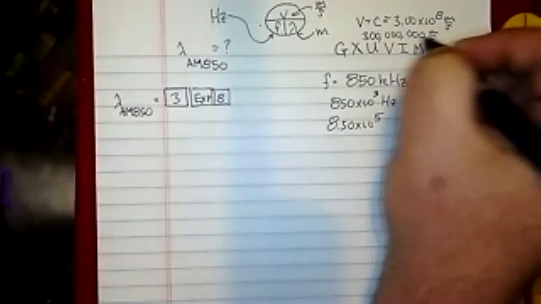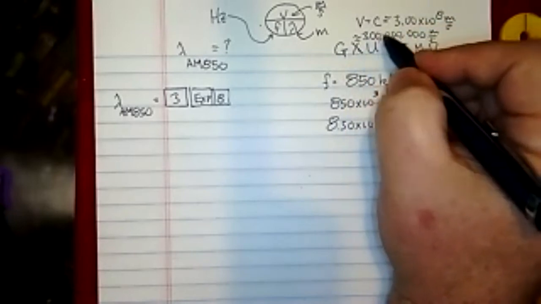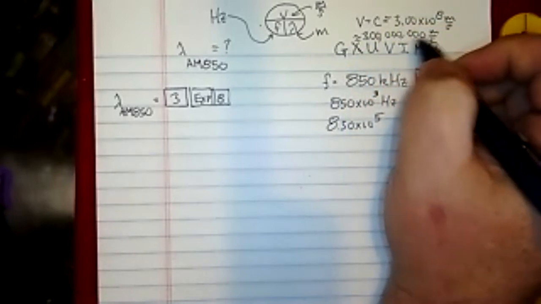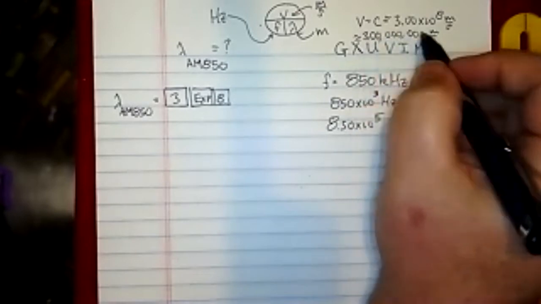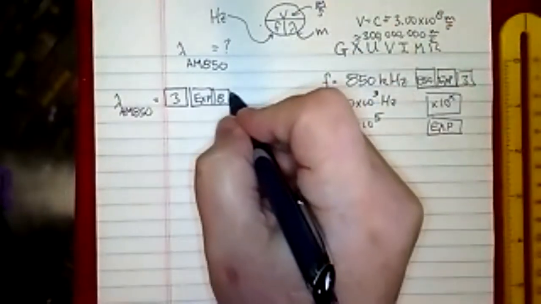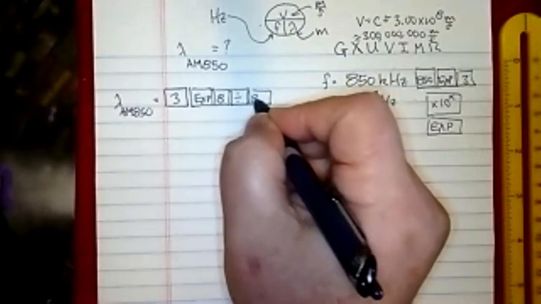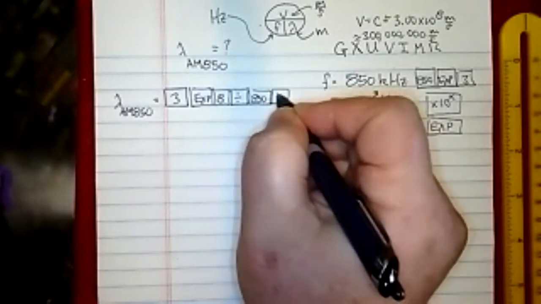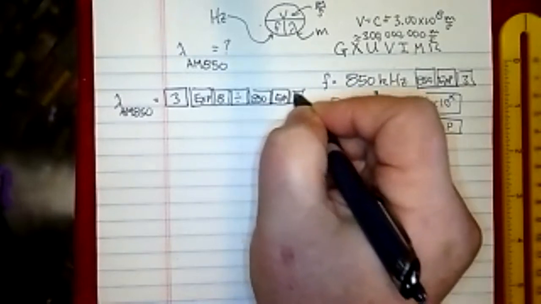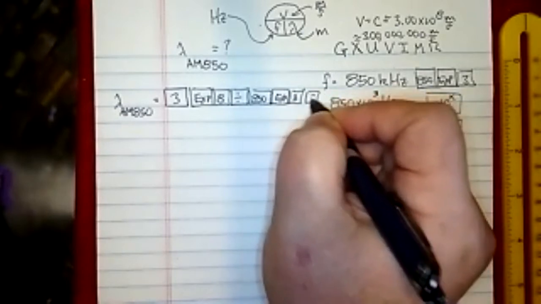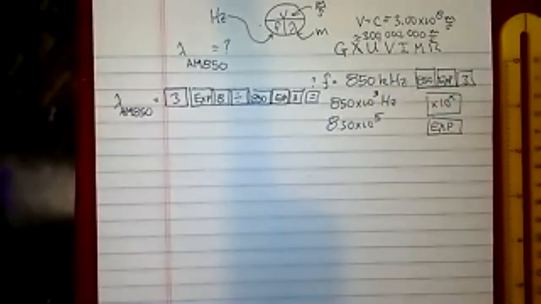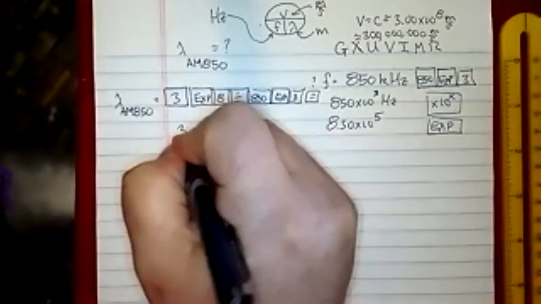That's 300,000,000 meters per second. Now that's not exactly right. In fact, it's 299,458,792 or something like that. But just roughly, it's 300 million meters per second. Then I'll hit the division button. Then I'll hit 850 EXP 3, and then again, I may or may not have to hit equal, so I'll put that down. And when I do this calculation, I get 352.94.